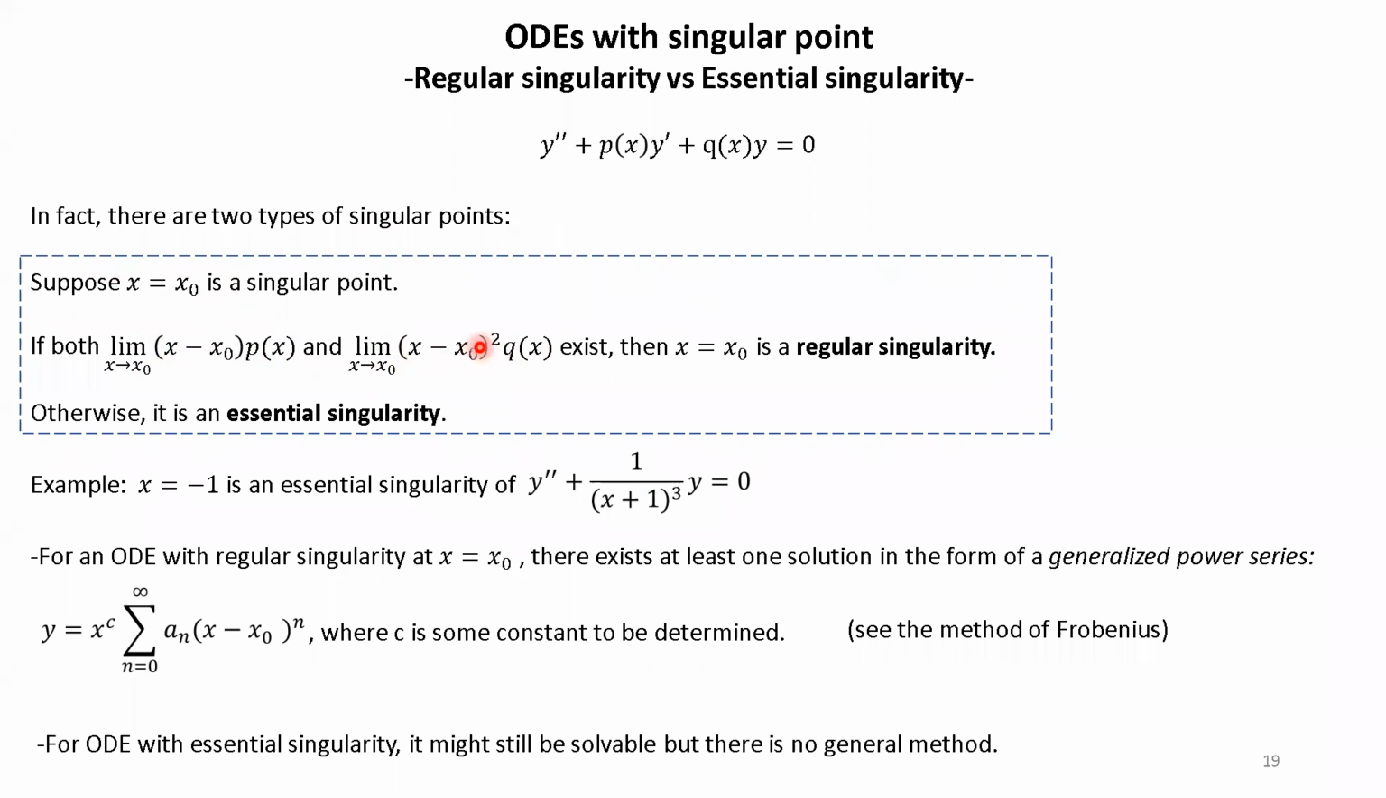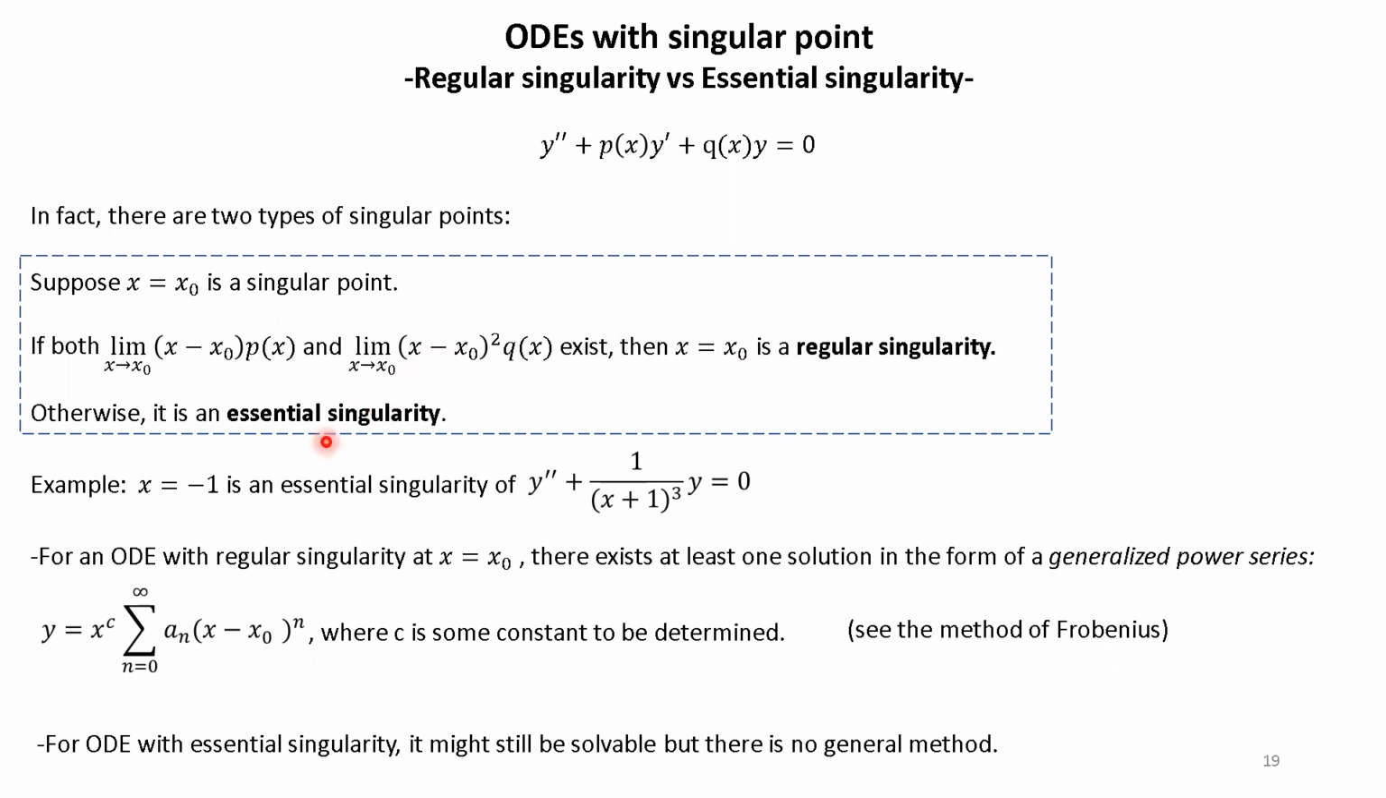You know that when you have singular points, that means this p of x is 1 divided by something like x minus x0, or even 1 divided by x minus x0 squared. But if you multiply by this factor, it might actually help you to remove that, to give you some finite value. So if you do these two limits and find that they actually exist, meaning you obtain some finite numbers, then this x equals x0 is called a regular singularity. Otherwise, it is known as an essential singularity.